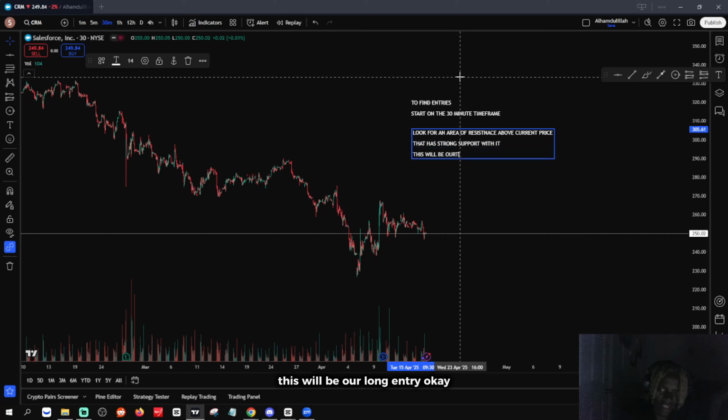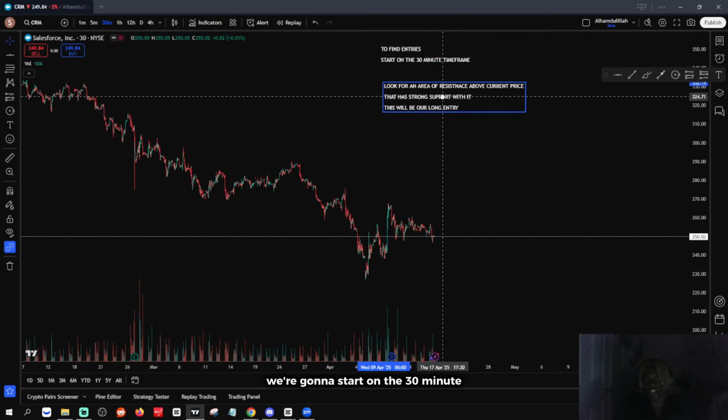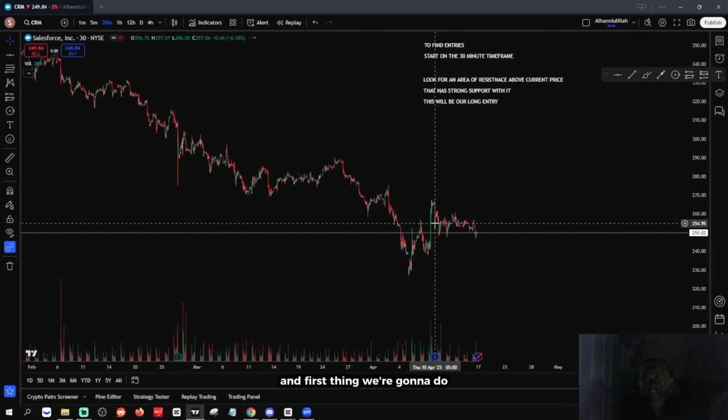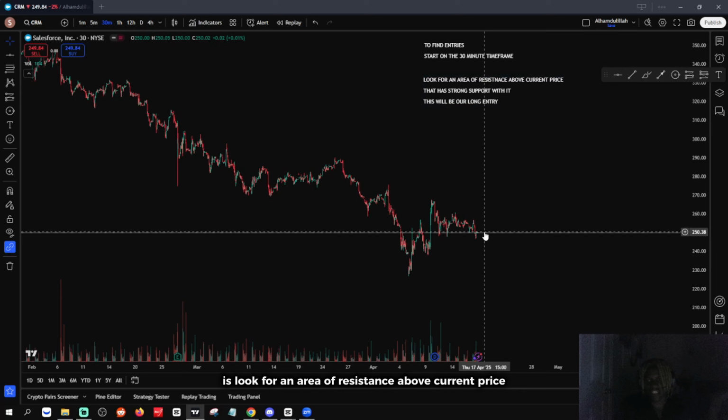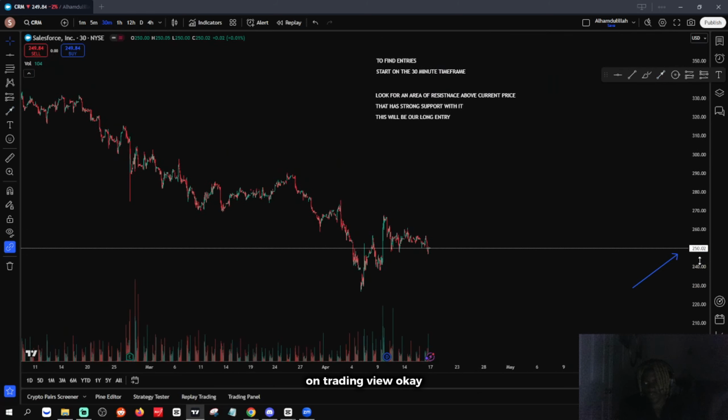This will be our long entry. So to find entries, we're going to start on the 30-minute. And the first thing we're going to do is look for an area of resistance above current price. Current price is always to the right on TradingView, with the dotted line. So current price right here is 250.02.